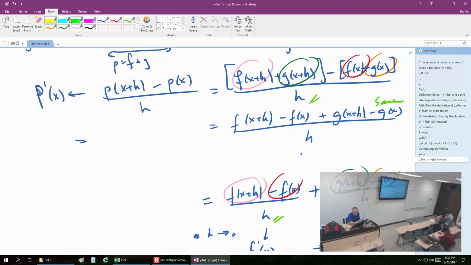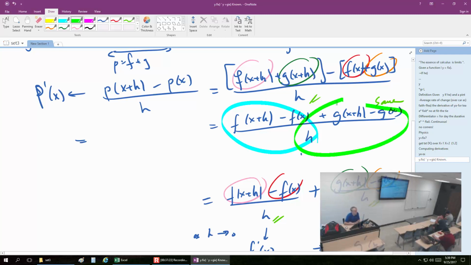So this is one, and this is the other, right? So we started with the difference quotient of p, our sum function, and then by rearranging terms we arrived at, so once again this is the difference quotient of p, and these are the difference quotients of f, and this is the difference quotient of g. And then all it takes, just the last step, is to take the limit.